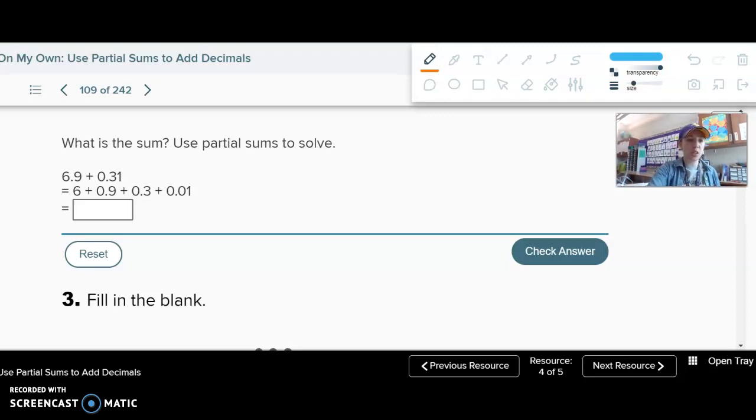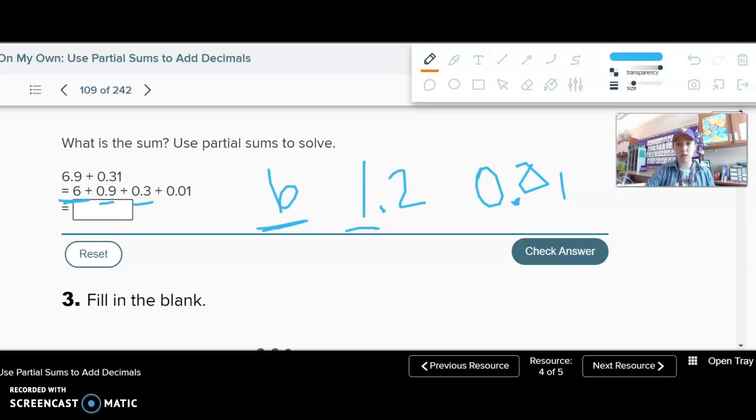All right, hopefully you saw, I just have the 6 wholes right here. Now I have the 9/10 and the 3/10. Okay, 9/10 and 3/10 is 12/10. Remember, 12/10 I'm going to carry over into my next grid because 10/10 is a whole. So that's actually 1 and 2/10. And then I have 1/100. So this 6 and this 1 need to get put together into 7. That's why sometimes using partial sums I think is confusing.